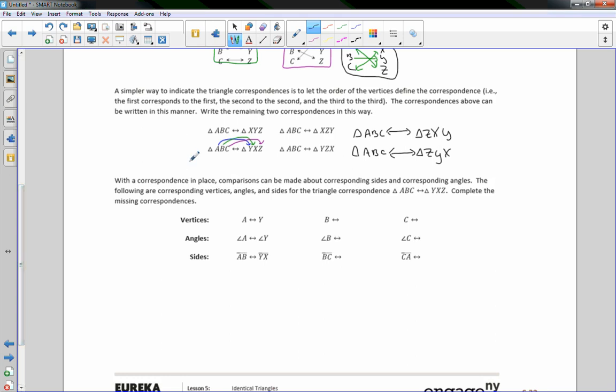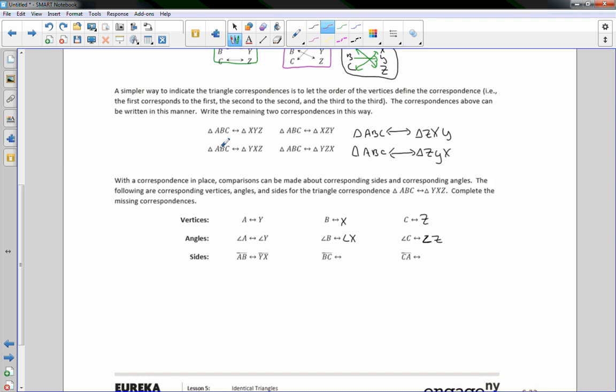Okay, so we're using YXZ, so we're using this one here. So vertex A goes with vertex Y, vertex B goes with vertex X, and C goes to vertex C, or vertex. Angle A corresponds to angle Y. Angle B corresponds to angle X, and angle C corresponds to angle C. Okay, and then the sides.